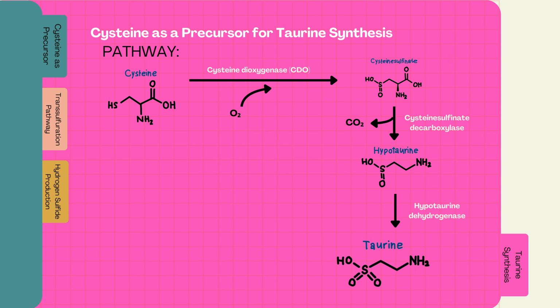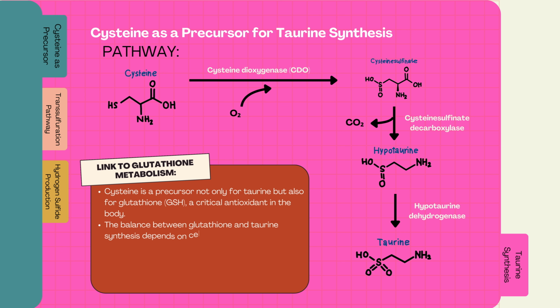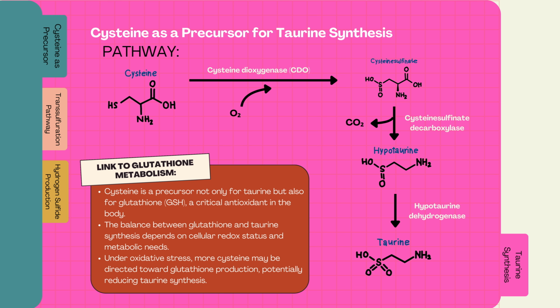Cysteine is also a precursor for glutathione. The balance between taurine and glutathione synthesis depends on the cellular redox status and metabolic demands. Under oxidative stress, more cysteine is directed toward glutathione production, which may limit taurine synthesis.